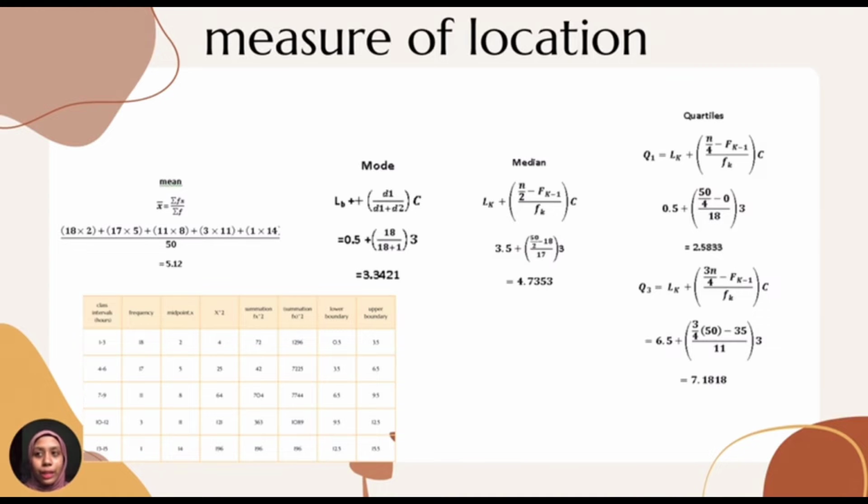And for the quartiles, it's almost the same as the median, except for Q1 I use 1 over 4 times 50 and use the interval from the data. Then I substitute into the formula LK plus N over 4 minus FK minus 1 over FK times the class width, and the final answer is 2.5833. As for Q3, I use the formula LK plus 3N over 4 minus FK minus 1 over FK times the class width, and the final answer I got is 7.1818.